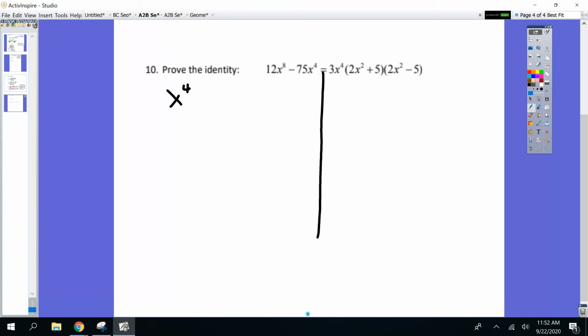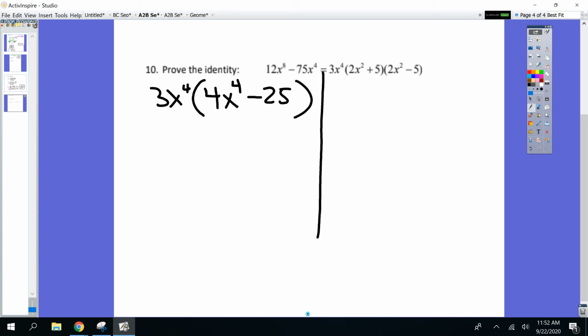2 and 6 won't work. What other numbers? 3. There you go. 3 goes into 75. All right, ready? 3 and the 12. How many times, Bassett? 4. Yep. X to the what's left over? X to the 4th, good. 3 in the 75 goes 25 times, and then that's it, right? Because we took the x to the 4th out.